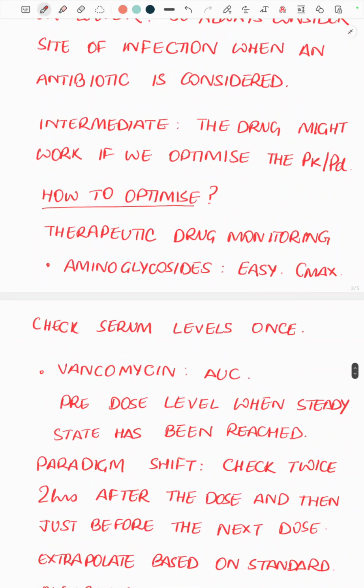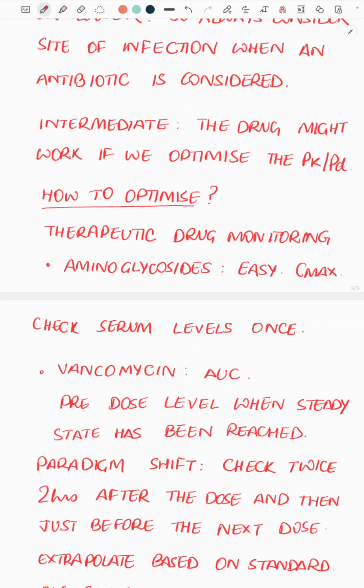Sometimes we also get this intermediate range, where the sensitivity report shows intermediate. Clinically, it means that probably the MICs are high and the drug might work if you optimize the PK/PD. Now, how to optimize? Therapeutic drug monitoring is one of the best ways. We have been doing it for two antibiotics, aminoglycoside and vancomycin, mainly from the toxicity point of view, but their efficacy is also dependent on optimized PK/PD.